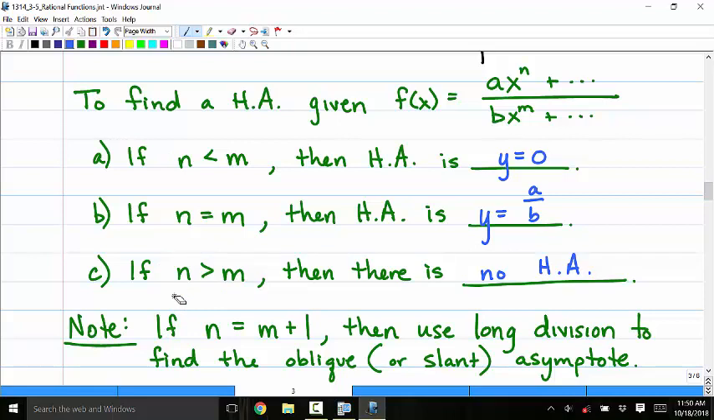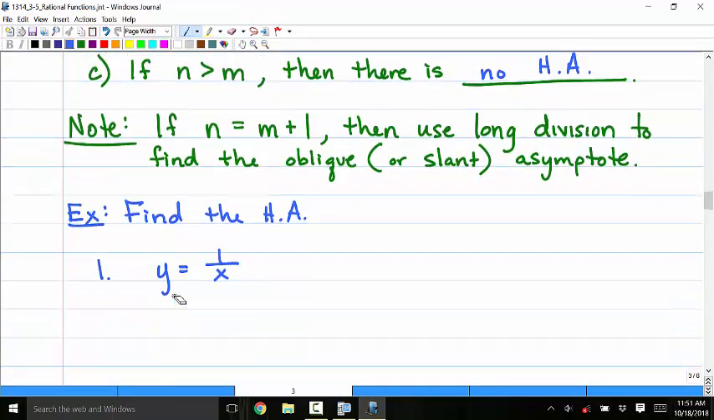Okay, 3 rules for horizontal asymptote. If the top is smaller, it's y equals 0. If they're the same, it's the ratio of the leading coefficients. If the top is bigger, there's not a horizontal asymptote. Okay, a note. If the top is 1 bigger than the bottom, there's what's called a slant or an oblique asymptote. And we'll do an example in a second. You're going to use long division to find that slant asymptote.